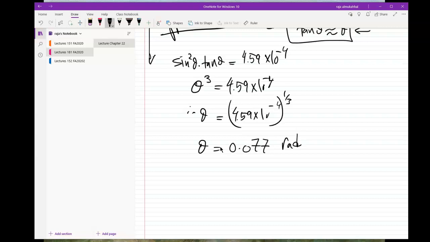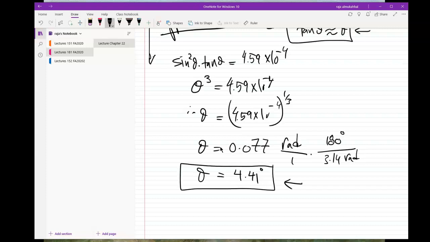Now the answer, I believe, in the back of the book or in Mastering, is in degrees. So you want to convert radians to degrees. How do you do that? Well, you just multiply by 180 degrees divided by 3.14 radians, which is pi. I think it's 14 if I remember correctly. I've done this problem last year. 0.077 times 180 divided by pi is equal to 4.41 degrees. As you can see, it's a very tiny angle. And there we go, that's the answer.